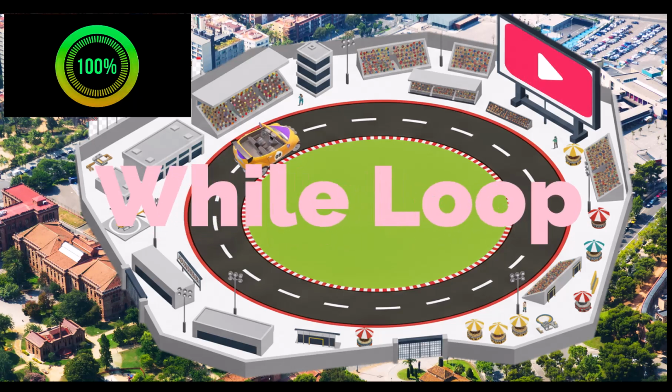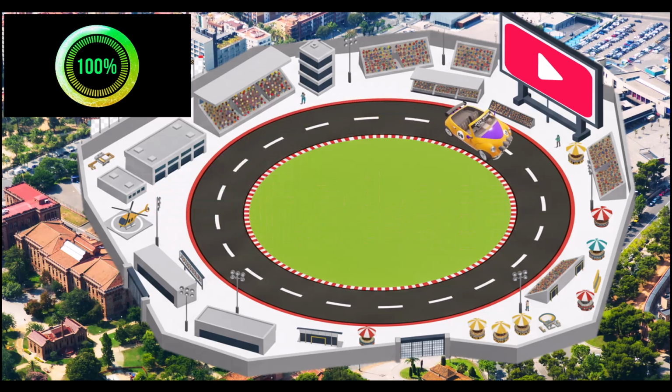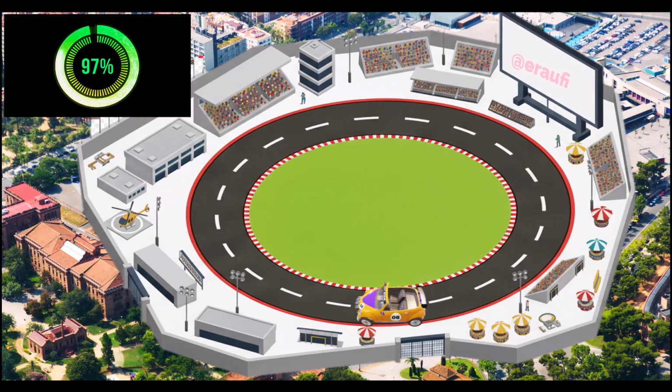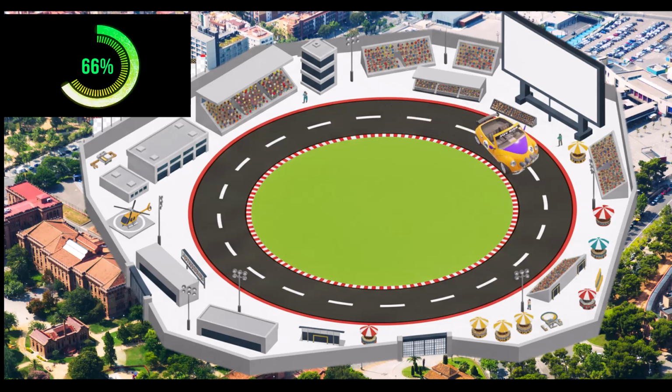In this video, we are going to talk about while loop. A while loop keeps running as long as its condition is true. Once the condition becomes false, the loop stops. It's great when you don't know exactly how many times something should repeat. You just keep going while something is true.